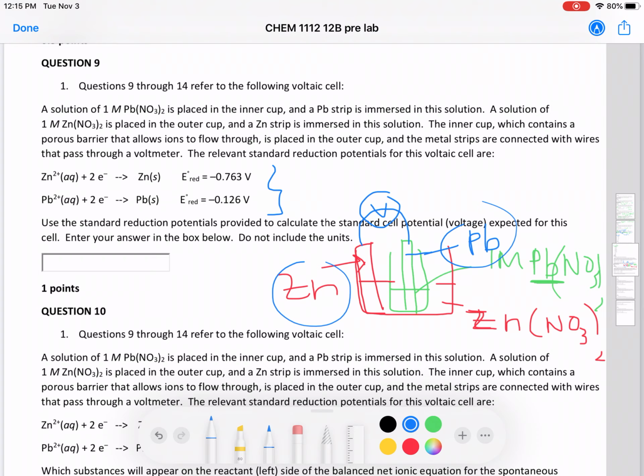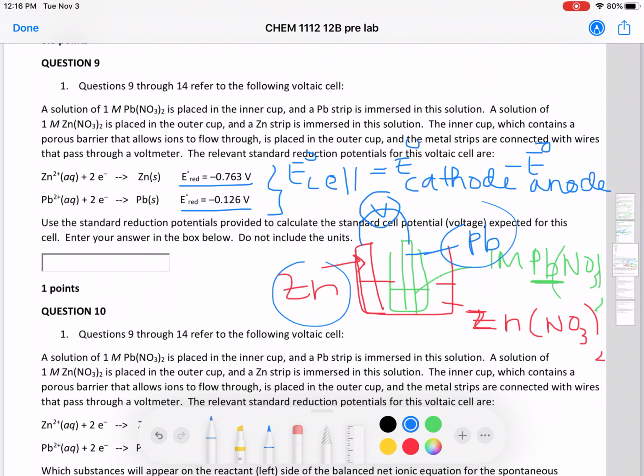How do you calculate the standard cell potential? Basically, E naught cell equals E naught cathode minus E naught anode. So we are given the electrode potentials. One of these is going to be a cathode, the other the anode. Cathode is where the reduction takes place. Anode is where the oxidation takes place.